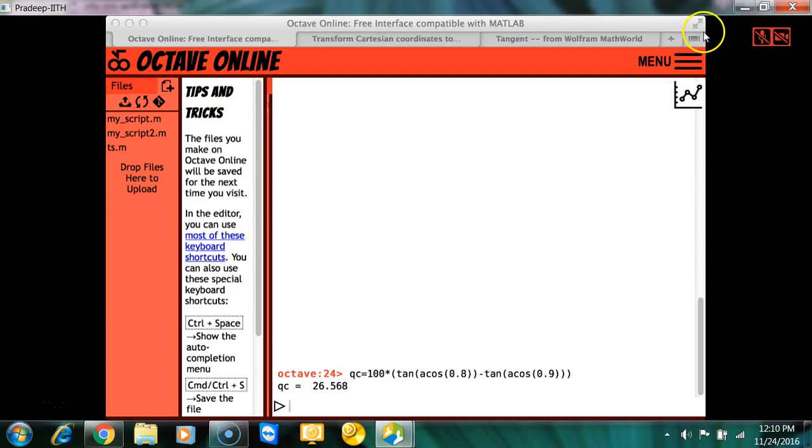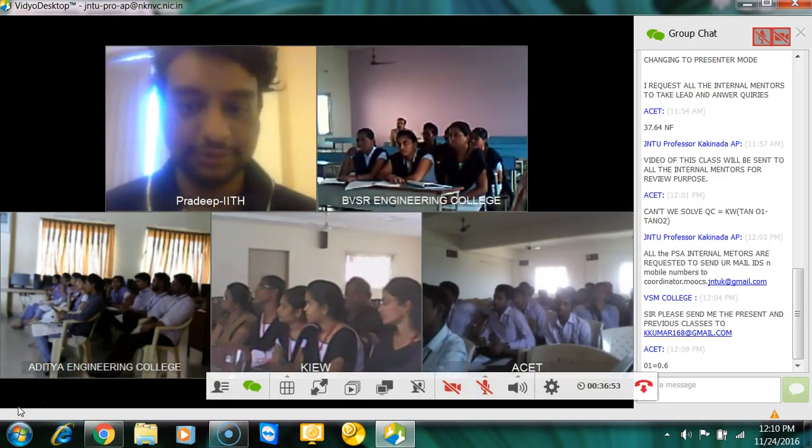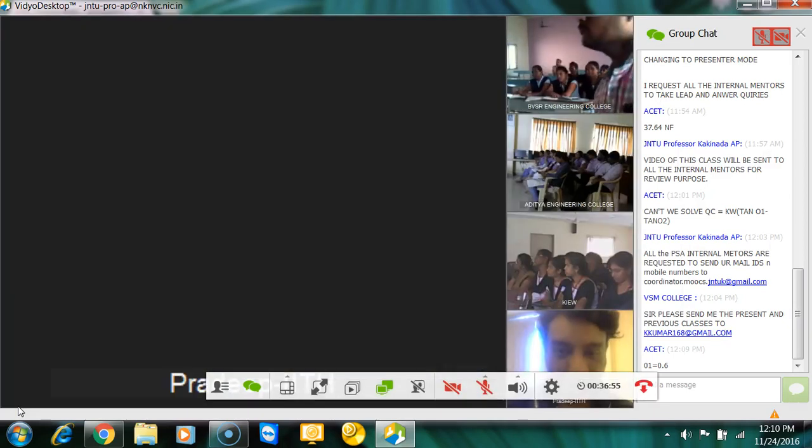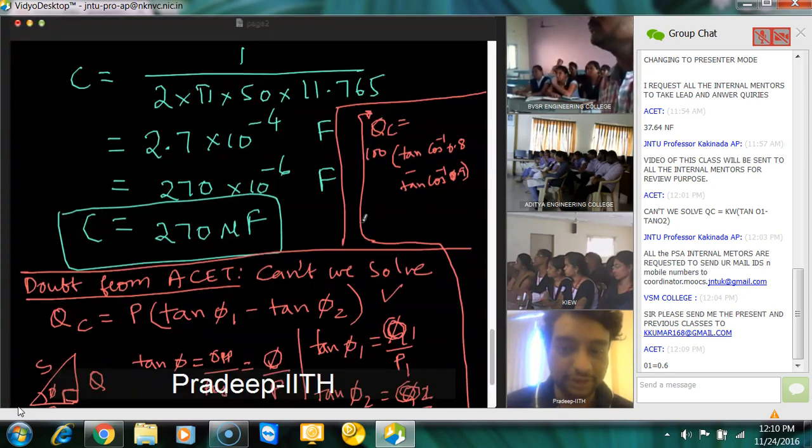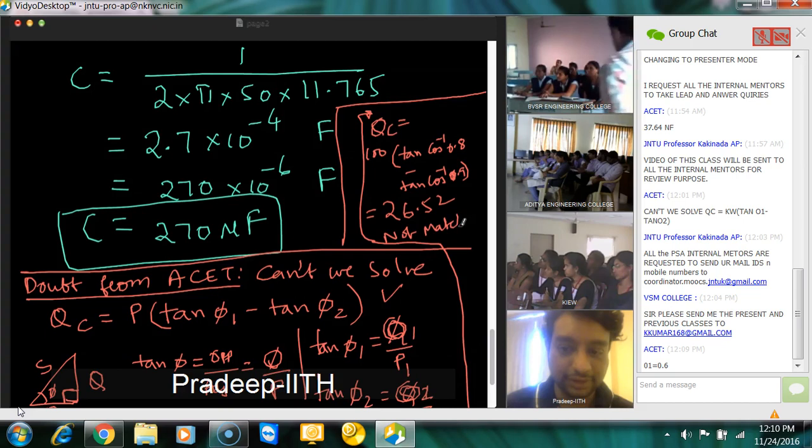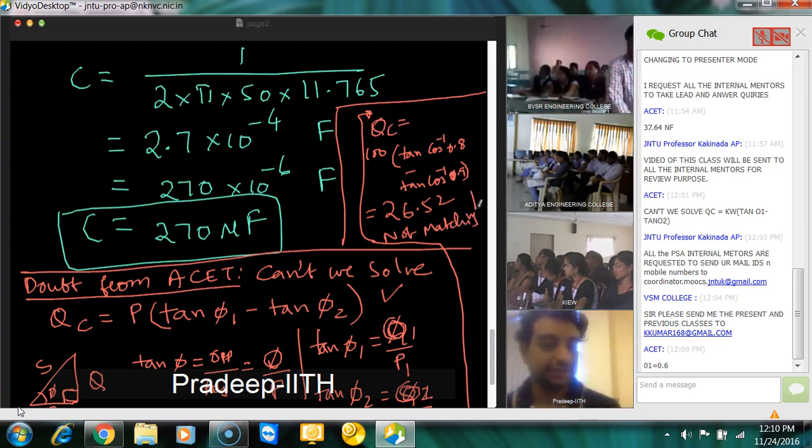So here I'm getting 85 kVAR. So I think we are here getting some different value. Okay, so I think this is not correct because the S itself is changing. So the answer I am getting here, let me switch to this one, 26.52. So not matching. So which one is correct?